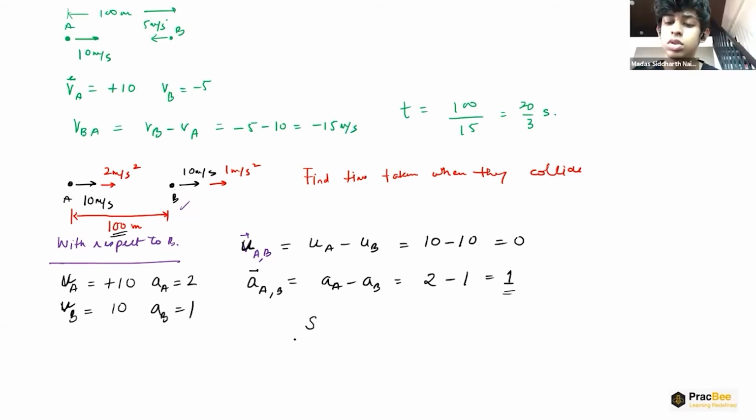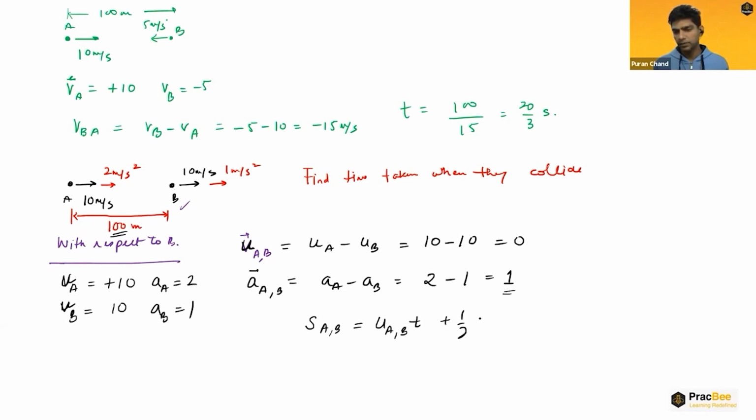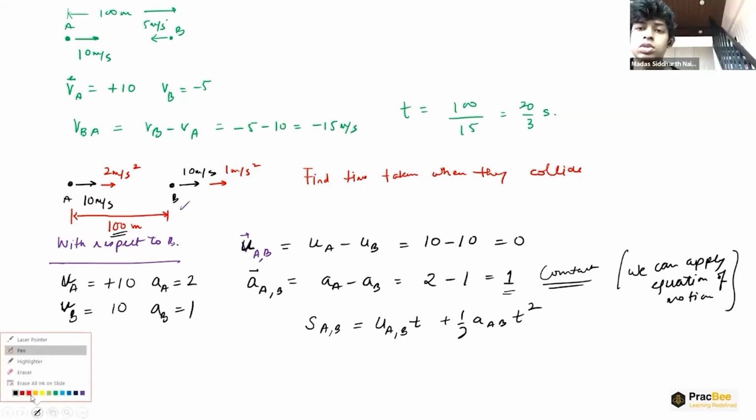So you can apply displacement of A with respect to B will be U of A with respect to B into T plus half acceleration of A with respect to B into T square. We can apply equation of motion if the relative acceleration is constant. Clear? So what is the displacement?